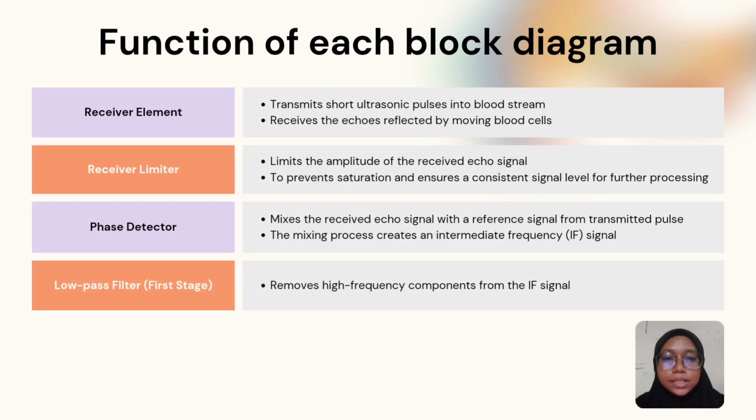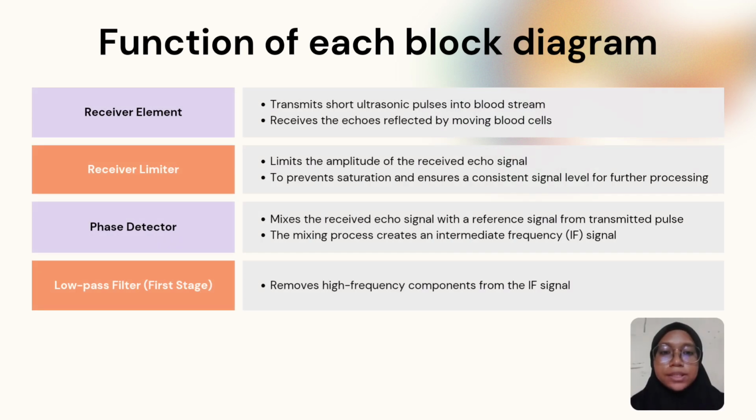Third is the phase detector. The function of the phase detector is to mix the received echo signal with a reference signal derived from the original transmitted pulse. In a blood flow meter, it creates an intermediate frequency, IF, signal. The key aspect is that the phase difference between the mixed signals carries information about the Doppler shift caused by moving blood cells. Doppler shift is the change in frequency of the sound wave due to the relative motion between the sound source and the reflecting object.